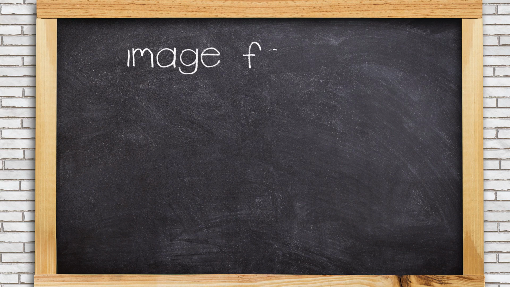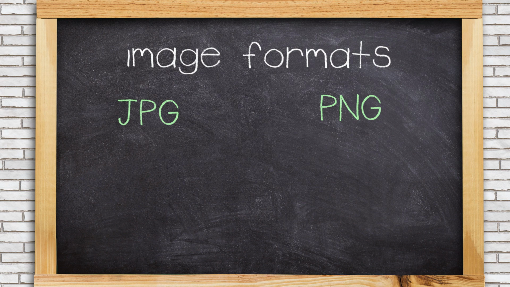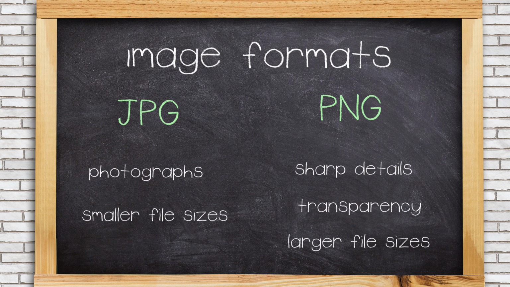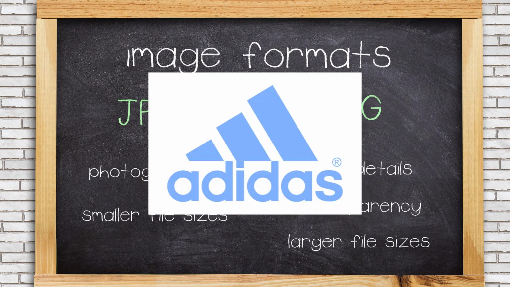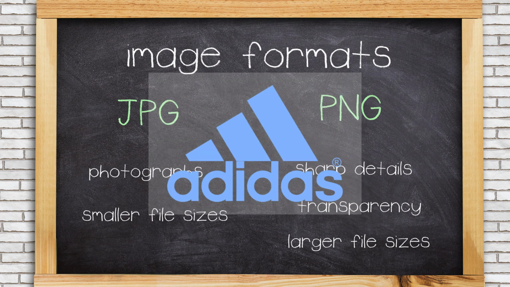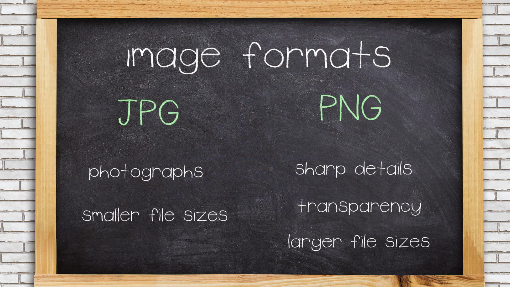Image files come in different formats. The most common by far are JPEGs and PNGs. JPEGs are best for photographs and result in smaller file sizes. PNGs are great for images with sharp details, like this logo. They also allow transparency, but they tend to be bigger file sizes.